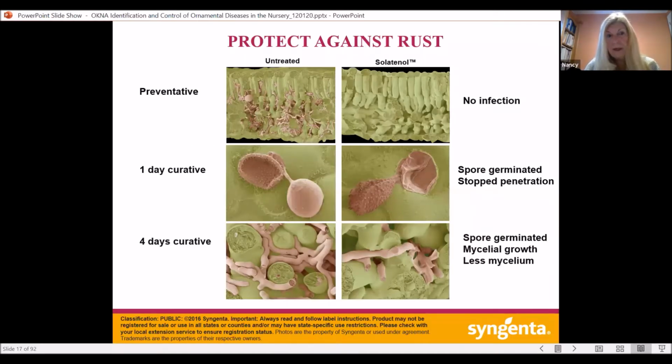It provides preventative protection as well as curative. It does inhibit spores from germinating, and it will penetrate into the foliage so that if the infection has already started, it stops the mycelium from growing.